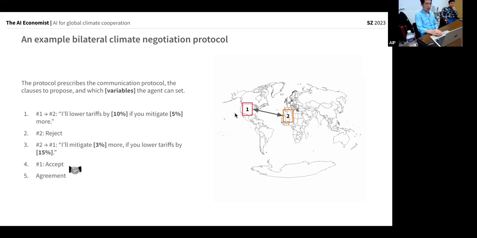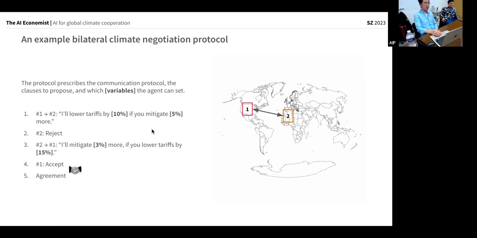For instance, the US proposes to this African country, I'll lower tariffs by 10%. So that's trade tariffs, the cost of buying stuff from the US, if you mitigate 5% more. You can think about this 5% as: you need to shut down 5% of your dirty factories, you need to burn 5% less gas in your country. And then country two could say, no, I don't want to do that. Instead, my counter proposal is I'll mitigate 3% more if you lower tariffs by 50%. I'm going to do less for more benefit from you. And then maybe the United States says, sure, I'll accept, and then there's some agreement.